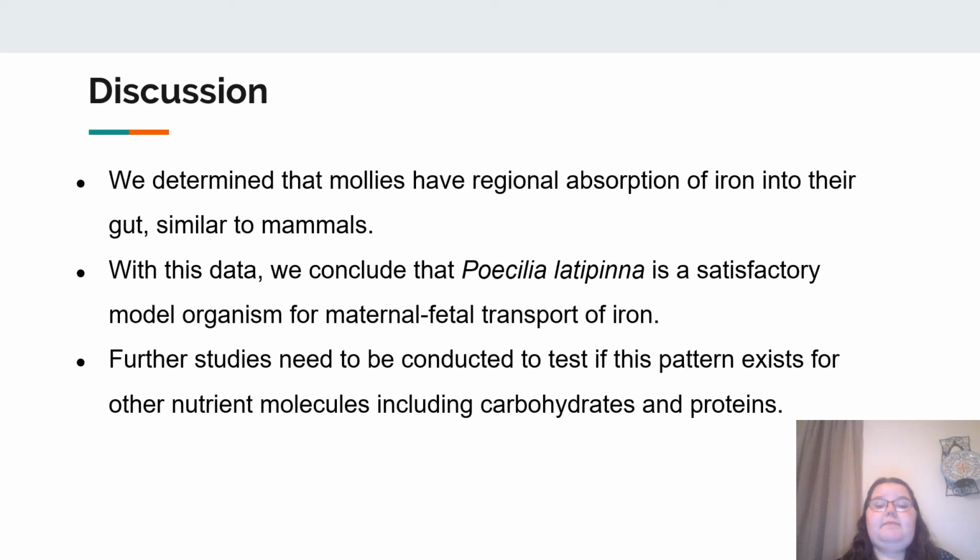So in the future, we need to look at the absorption pattern of other nutrients such as carbohydrates and proteins, to see if this regional absorption continues for the other nutrients. And so this would further validate our hypothesis that mollies have regional absorption of nutrients and therefore can be used as a model organism for maternal fetal transport.